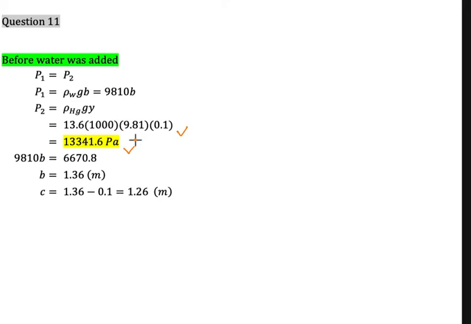So we get the pressure at point number 2 is 13,341.6 Pascal. According to this, we could calculate the height of B, because P1 is equal to P2. The height of B is equal to 1.36 meter. And then we could calculate the height of C, which is equal to 1.26 meters.